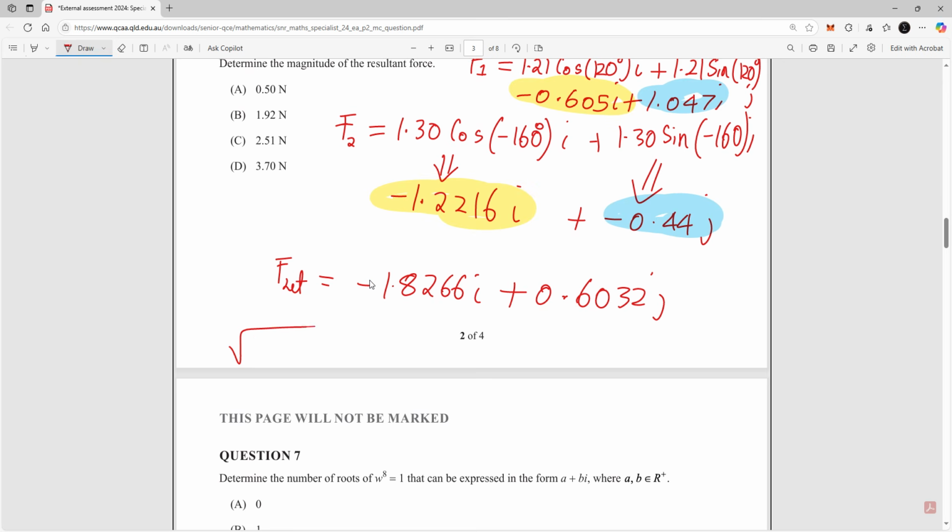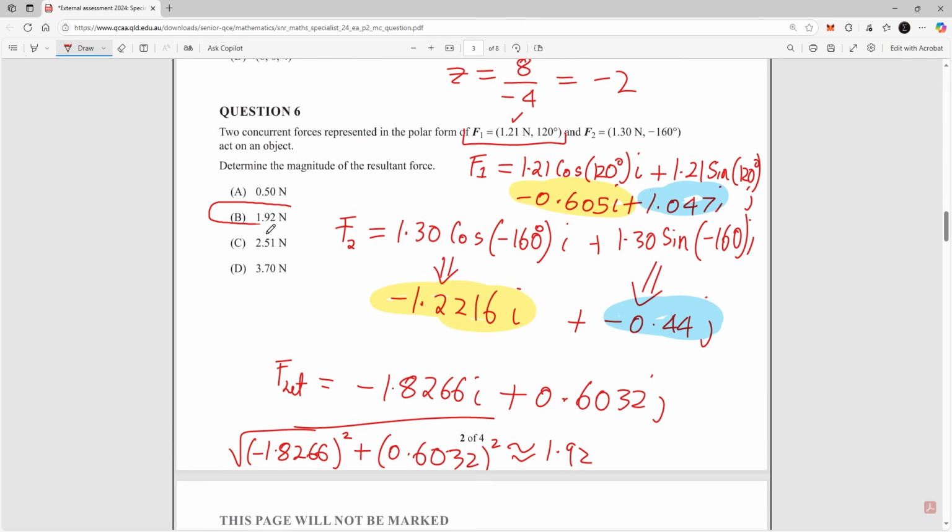So you go square root of negative 1.8266 squared plus 0.6032 squared, all under a square root. And if you chuck that in, you approximately get, let's just check here, 1.92. So the correct answer here is B, 1.92.